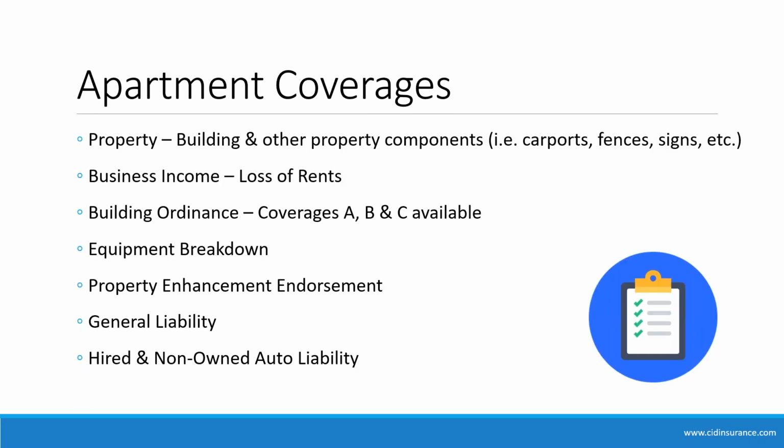All right, so let's just talk about some apartment coverages and the types of coverages that your insured should be needing for their policy. So obviously the main coverage for them would be their property coverage to insure the building and any other property components they may have. So whether they have some carports, maybe a marquee sign or fences, or maybe a dumpster enclosure, things like that. So that would be your property coverage that you would want to make sure that we're including to quote for.